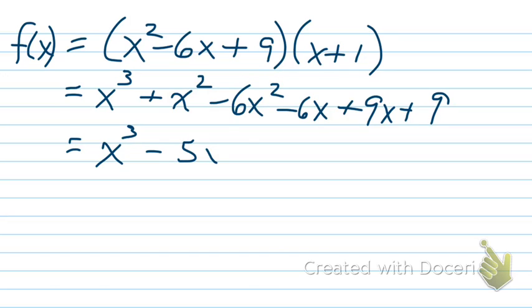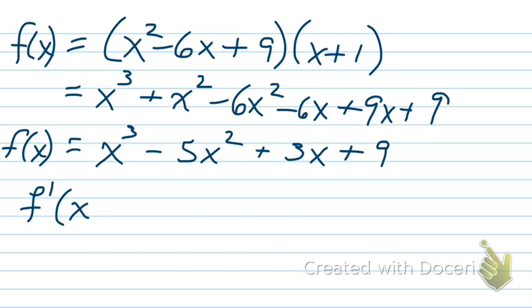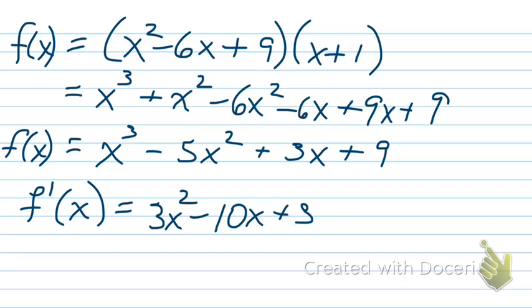Cleaned up a little bit, combining like terms. That's negative 5x squared, positive 3x plus 9. Well, this is just another version of the function. And once I have it rewritten like this, I can find that first derivative simply using the power rule. It's 3x squared minus 10x plus 3, and of course the derivative of 9 is 0, but we don't write that. We're looking for critical numbers.